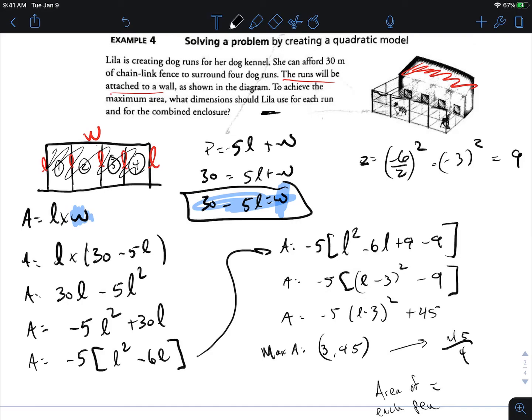It should be 11 point something. 11.25. I did it right, I just misplaced the decimal point. So you get 11.25 meters squared for each pen. That make sense?